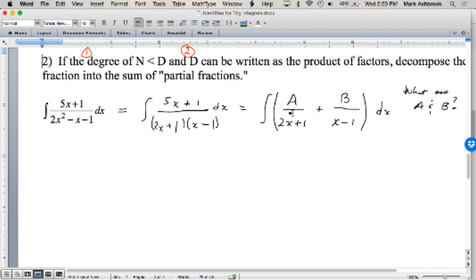Okay, so what do we do? Now we're going to add these fractions. So when we add these fractions together, I'm going to do it outside of the integral now. So we're just going to rewrite the rate of change function. Could you add those together? Could you add a over 2x plus 1 plus b over x minus 1?